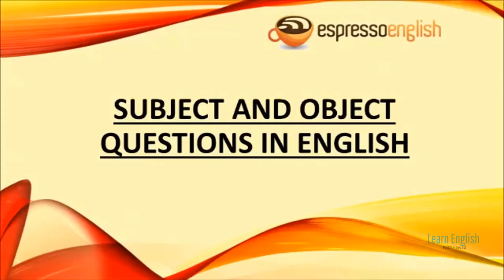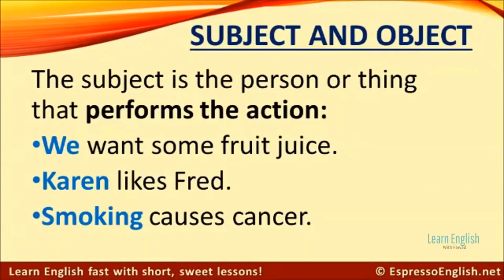Subject and object questions. First, let's review the concept of a subject and an object. The subject is the person or thing that performs the action. For example, we want some fruit juice. The subject is we. Karen likes Fred. The subject is Karen. Smoking causes cancer. The subject is smoking.